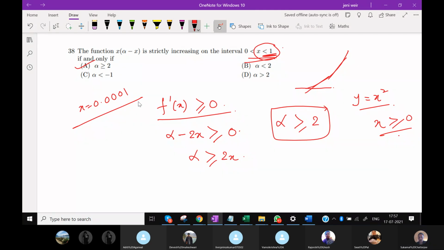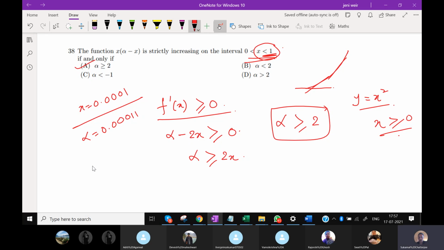Right? If I take x equal to 0.0001, then if alpha is 0.00011, then also this is positive. Isn't it? Yes, sir. So the logic is that you have to consider all values of x. You have to consider the domain, not the lower bound. You have to consider the entire domain. Okay.